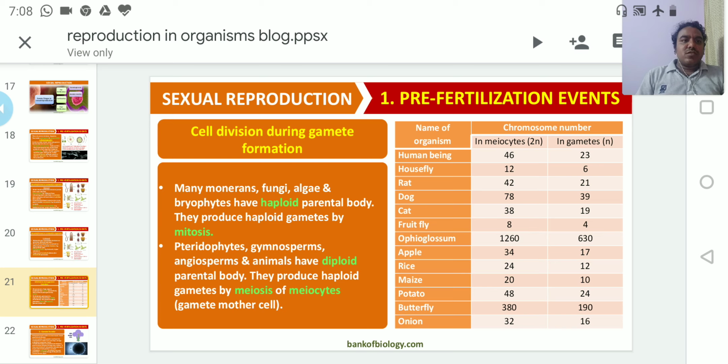And the least number in this table, we can identify the fruit fly, commonly known as the Cinderella of genetics. Those things we will discuss in the next coming classes. The fruit fly is commonly known as the Cinderella of genetics. Okay, it is Drosophila melanogaster. In Drosophila, in meiocyte, it is only about 8 in number. When they form the haploid or the gametes, it will be containing 4 in number. Okay, so this will be very useful for the next coming classes.